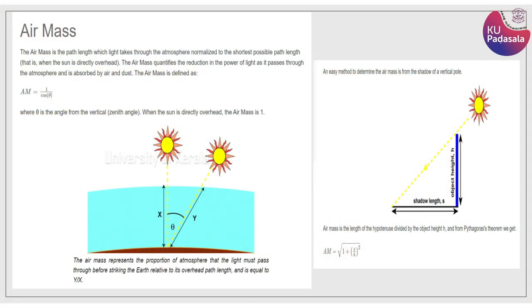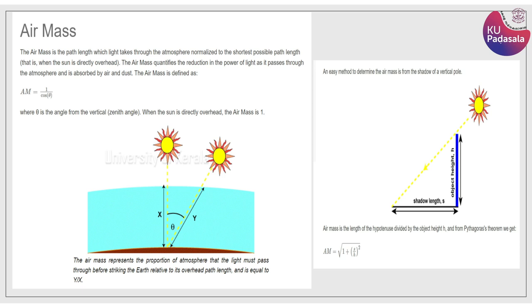The energy that we receive on earth is primarily in terms of light and heat, which we need to trap using any available technology to generate electricity. So the light which is coming to earth, we measure it in terms of a quantity called air mass. Now what is this air mass?